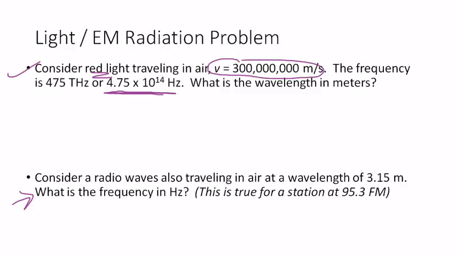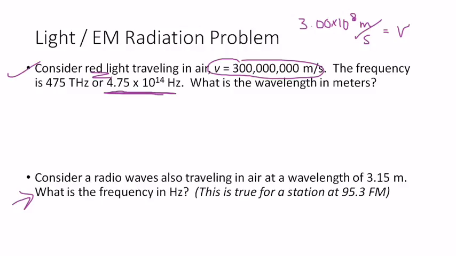And we're going to use 3.00 times 10 to the 8th. And units would be, how fast is it going? Meters per second. That's the speed of light. It's the speed of red light, it's the speed of radio waves, it's the speed of gamma rays, it's the speed of electromagnetic radiation in air.